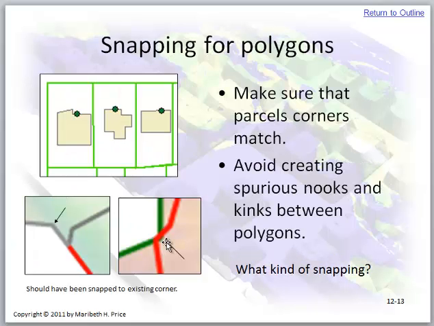Make sure parcel corners match, and in this case it's saying that it should have been snapped to an existing corner. This one looks like that case. It should have been snapped to an existing corner. I'm not exactly sure what they're looking at here, because this technically could be a corner. And it avoids creating spurs or nooks and kinks between polygons.